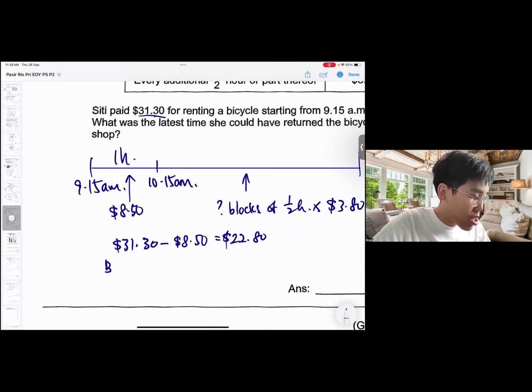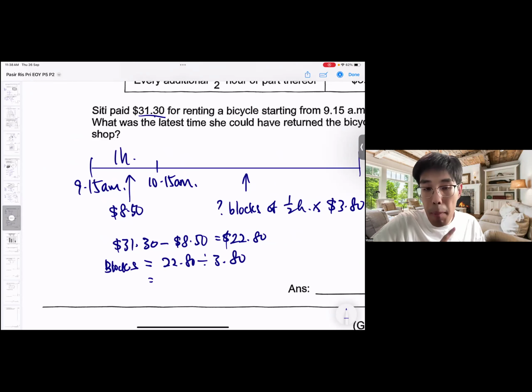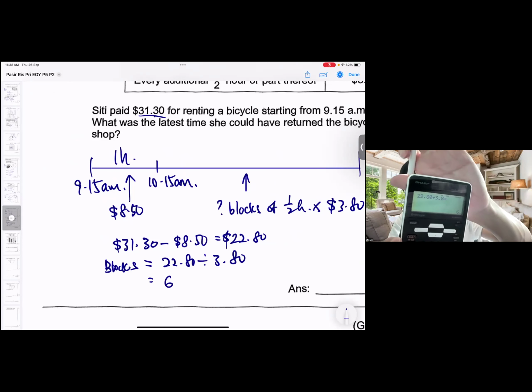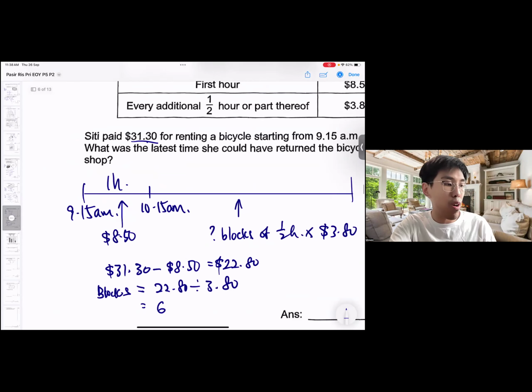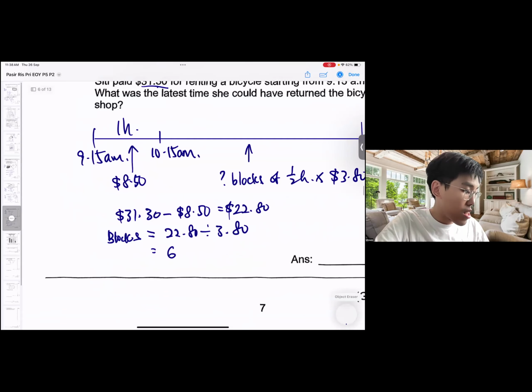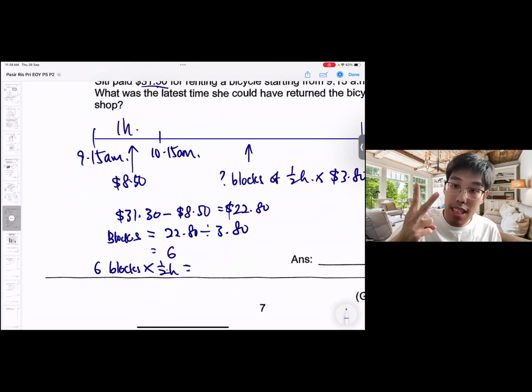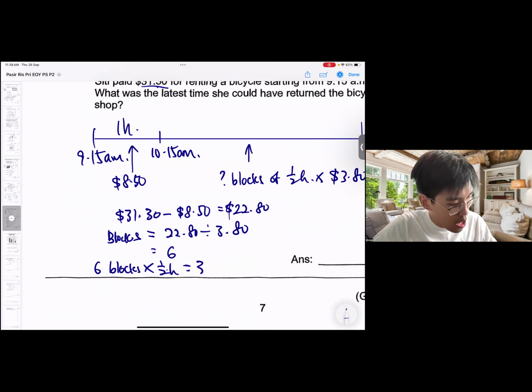Okay, so blocks equals to 2280 divided by 380. You will get a whole number. In this case, it should be 6. So 2280 divided by 380. I'm not fooling you, you get 6. Okay, that means 6 blocks. 6 blocks of how long? 6 blocks of half an hour. Okay, so I can just write here 6 blocks times half an hour. You realize that 1 block is half an hour, 2 blocks is 1 hour. So 6 blocks is 3 hours. That means the total time here is 3 hours.